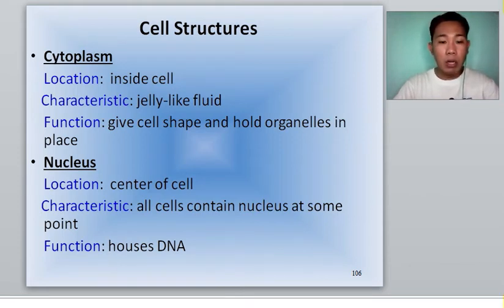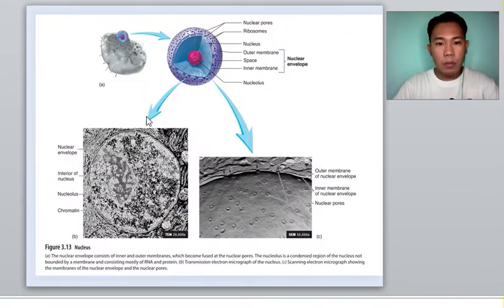Another is the nucleus, which is located in the center of the cell, and all cells contain a nucleus at some point, particularly eukaryotic cells with a true nucleus. The nucleus houses the genetic material, which is the DNA. Letter A in this illustration is the nuclear envelope that consists of inner and outer membranes which become fused at the nuclear pores of the nucleus.